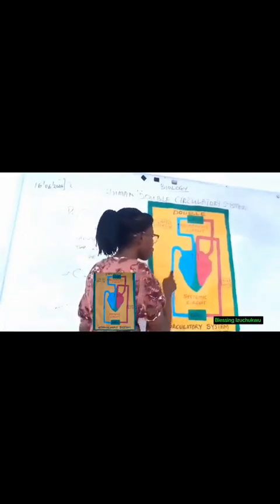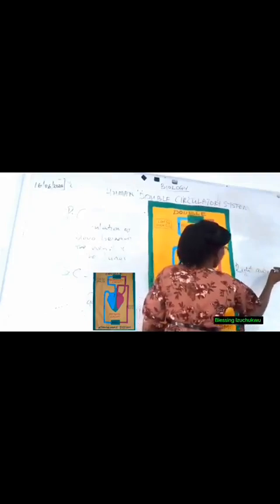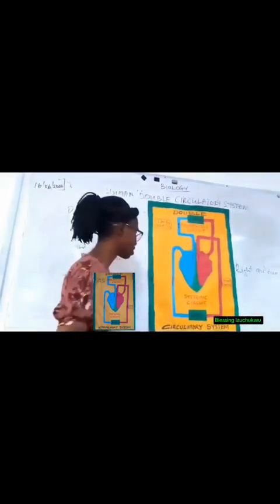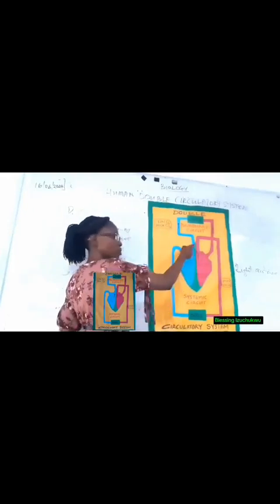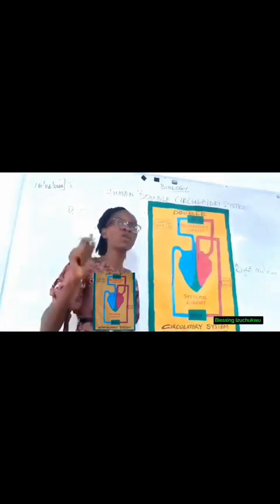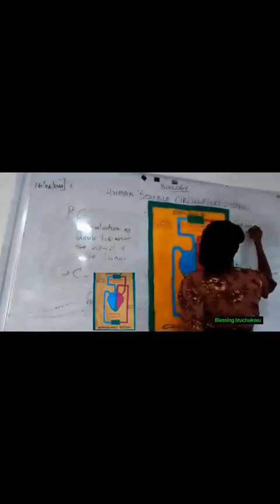Now, what happens? It goes back to the heart through the right atrium, and it enters the right ventricle, which pumps it out to go to the lungs. When it goes to the lungs, there in the lung we have a process called gaseous exchange.